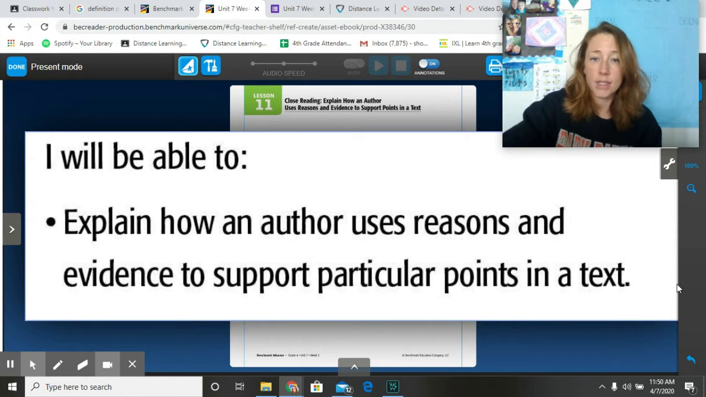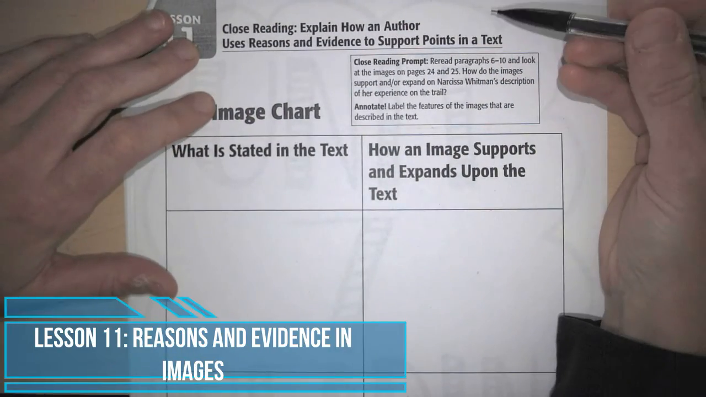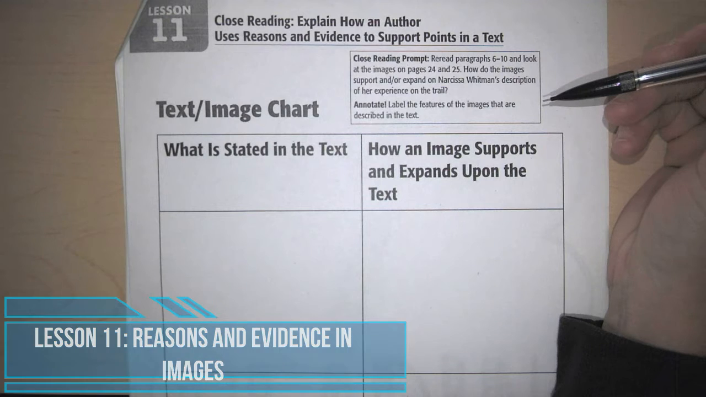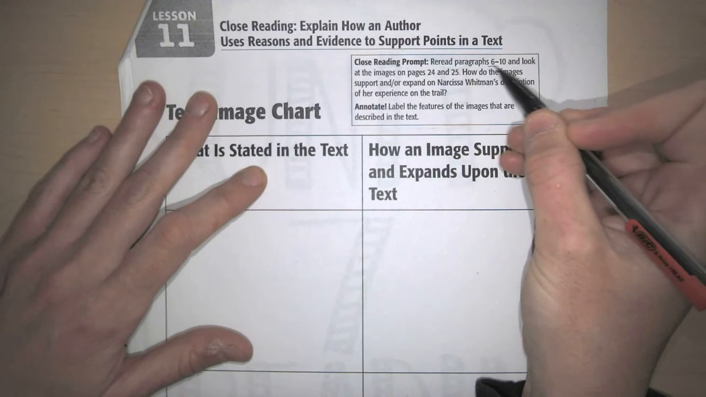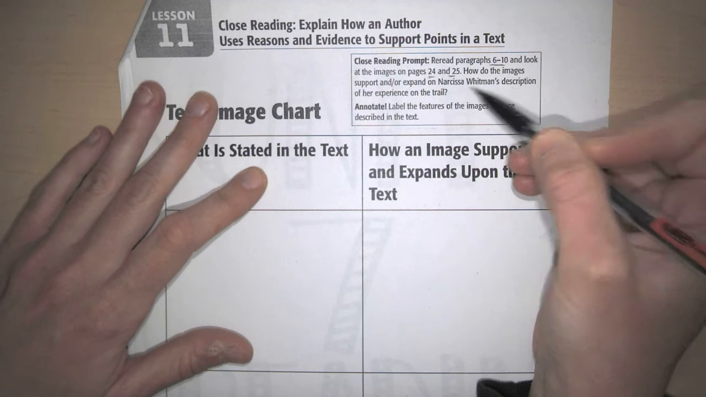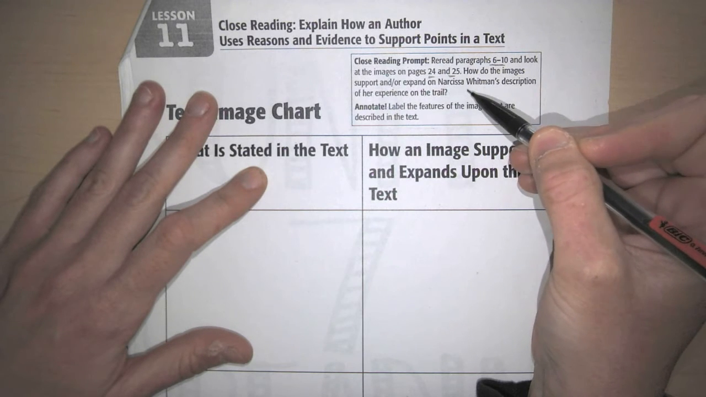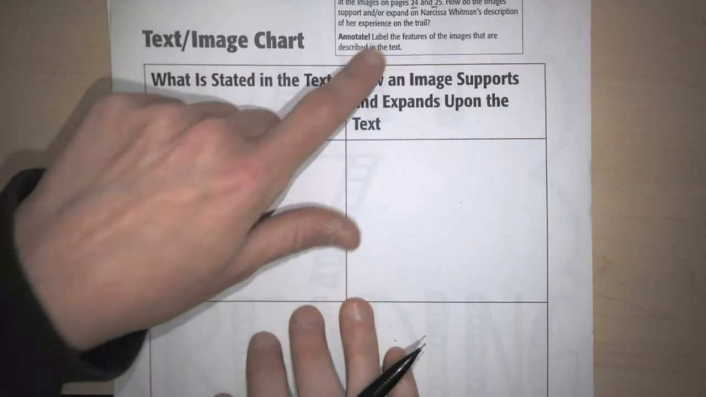So, let's get started. We're using those reasons and evidence to support a point in the text, and the reasons and evidence we're using are images, which is kind of fun. So we're going to reread paragraphs 6 through 10 and look at the images on pages 24 and 25. How do the images support and or expand on Narcissa Whitman's description of her experience on the trail? So first we're going to go to paragraphs 6 through 10 and find what's stated in the text, and then we are going to look at those images and see how they help us.